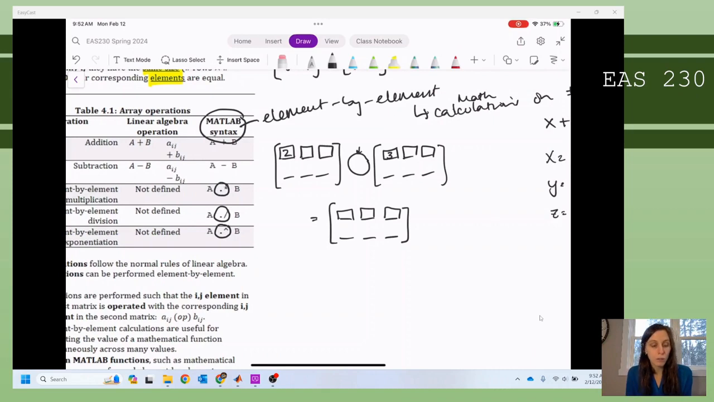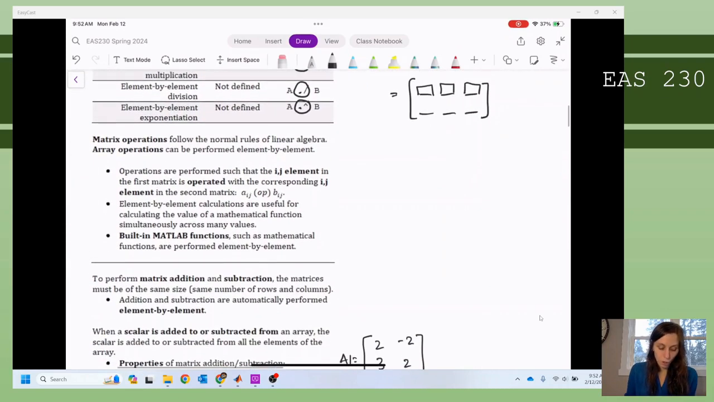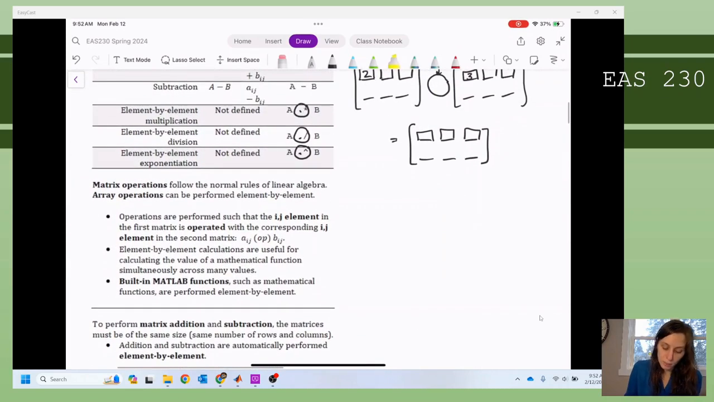Really, really useful. But we need to have the dot in front of the multiplication sign, division sign, and exponentiation. Addition and subtraction, totally fine. The reason why we need to do that is because matrix operations in MATLAB follow the normal rules of linear algebra, which is not element by element when it comes to multiplication, division, and exponentiation. So we call them matrix operations, and then array operations can be performed element by element. You'll probably hear me interchange the two, but this is what I mean.